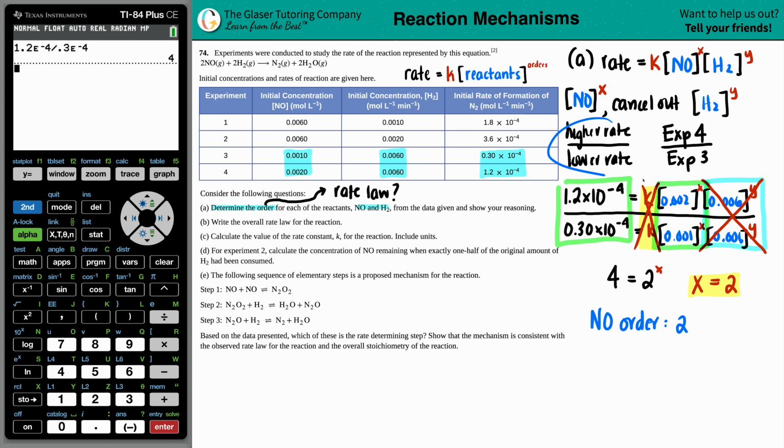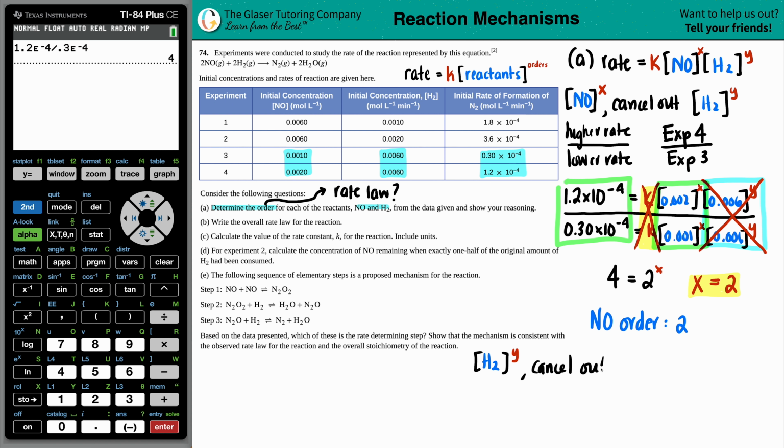Now we have to do the same thing, right? But now we want to solve for the y. So we basically start all the way back to square one. So instead, if we want to find out the H2, right, especially we want to find out that y value, we want to cancel out who?